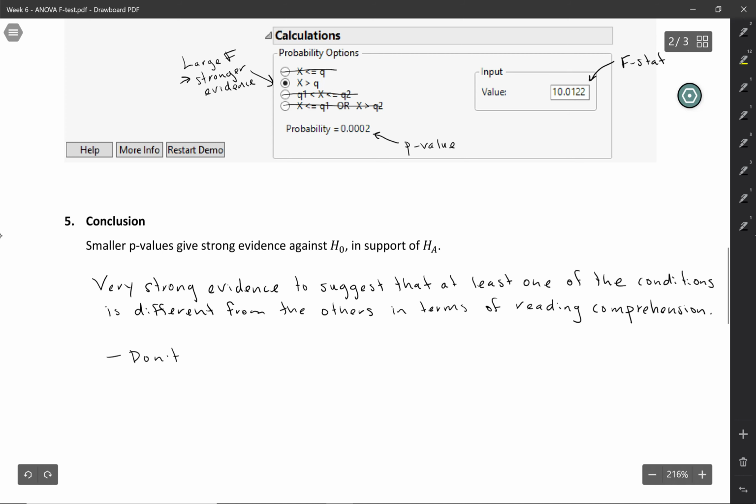The problem here is that we don't know which ones or which one are different, or by how much, right? It's possible that the difference is statistically significant, but not actually large enough to be practically important. We can't really address either of those questions yet. So we're going to do a follow-up test.